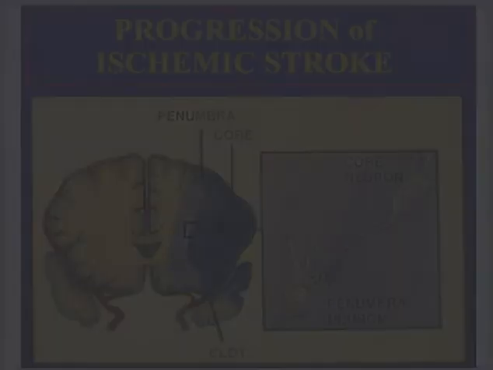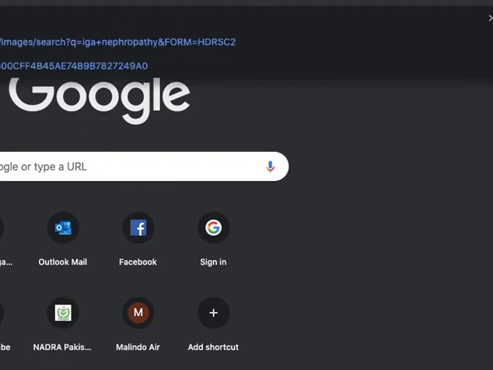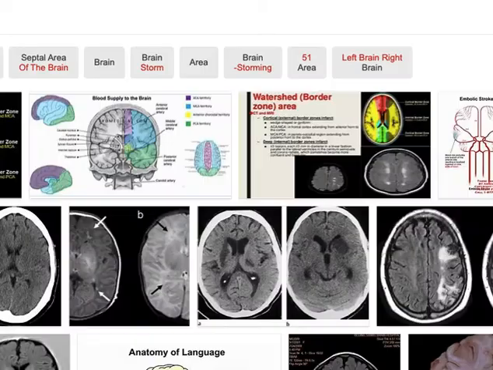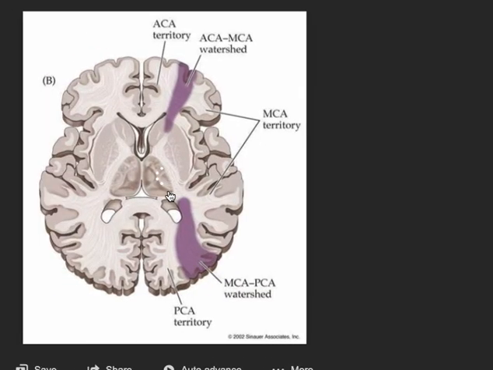Okay, wait, I can show you on Bing as well. Watershed area, brain, images. Okay, yes, this one. See, this territory is supplied by the middle cerebral artery and this territory is supplied by the anterior cerebral artery. There are some small branches supplying here from the MCA, and some small branches supplying here from the ACA. So whenever the MCA is damaged, this area will get a little blood supply from here, but no blood supply from here.